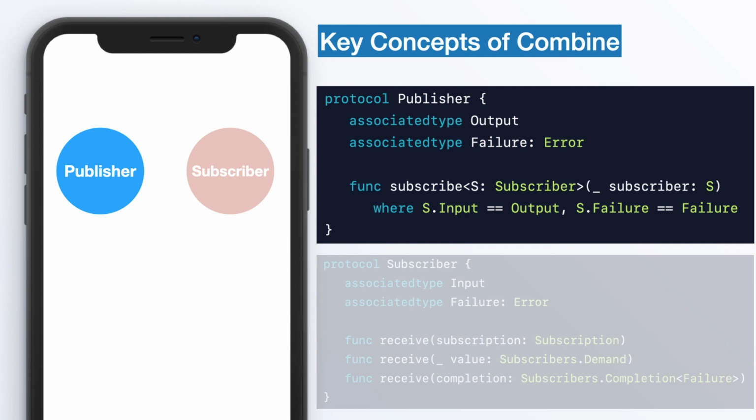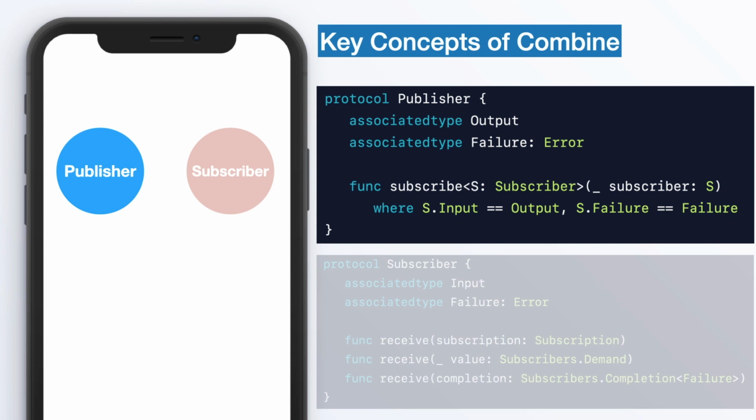So let's start with the publisher. The publisher has an output type and a failure type. In some cases, the publisher is very basic, so it just publishes an integer maybe and then completes. In that case, it will never fail. So you could assign the failure type to be Never, which would mean that it never fails.